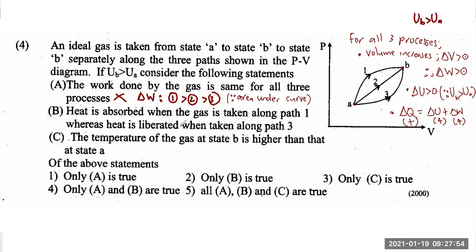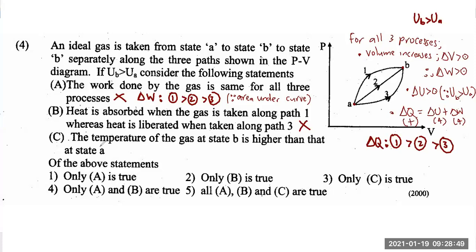But in statement B, they are saying heat is absorbed when gas is taken along path one, whereas heat is liberated when taken along path three. That is incorrect. In both the paths, heat will be absorbed, but the amount of heat absorbed will be different. Where will we have the highest delta Q? For all three, delta U is the same. So wherever we have higher delta W, you will have higher delta Q. We have delta W higher in one. Therefore, delta Q also will be higher in 1, then 2, then 3. This is how the order is going to be in case they ask you to find out.